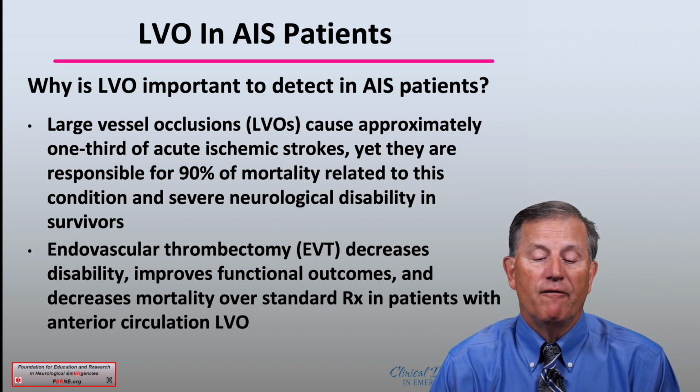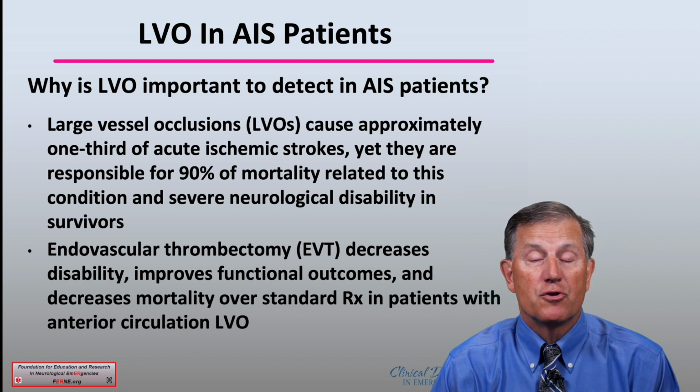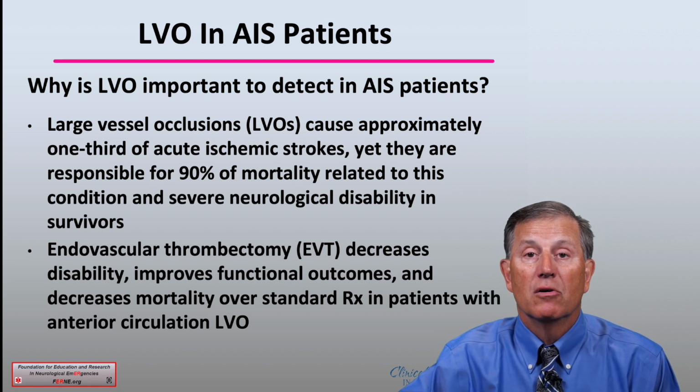And we know that endovascular thrombectomy and other therapies decrease disability, improve functional outcomes, and decrease mortality over standard therapies, especially in patients with anterior circulation large vessel occlusion.